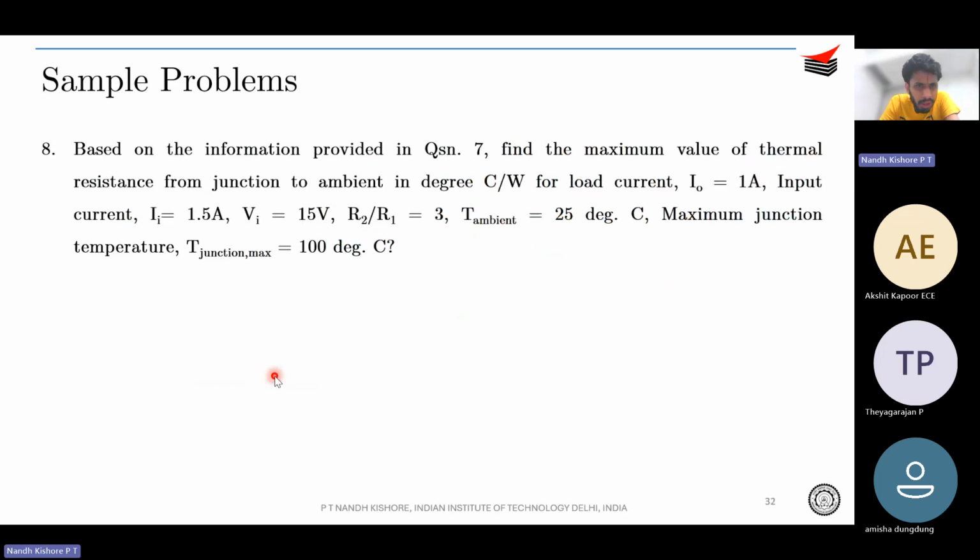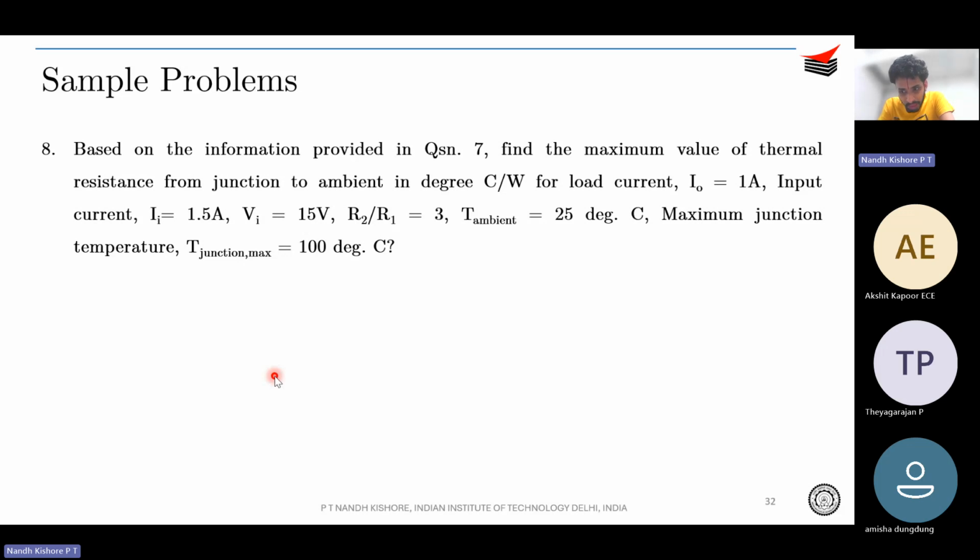Okay. So based on the information provided in question 7, that is the previous question, find the maximum value of thermal resistance from junction to ambient in degree per watt for load current I naught equal to 1 amp. So V naught was already there. I naught is given as 1 ampere. Input current is also given, that is 1.5 amperes. V in is given as 15 volt.